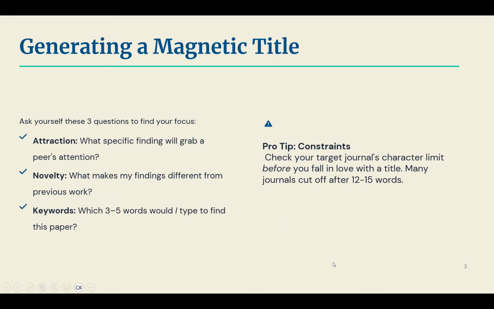So, how can you make a magnetic title? Why magnetic? Because it is the place where your research is shown to the rest of the world, and it is the place where the decision on whether your research is going to be read or just ignored.